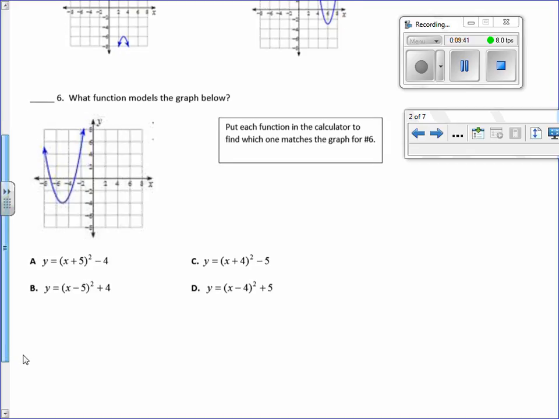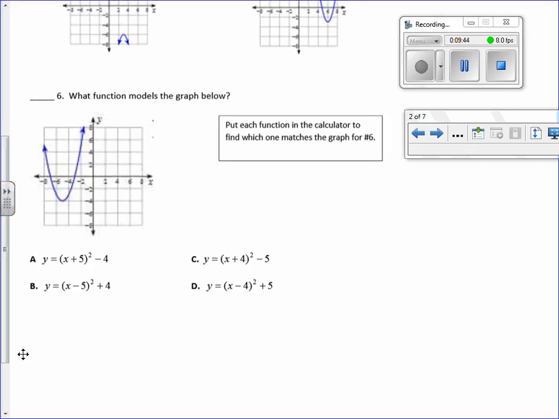Number 6. What function models the graph below? So, first of all, what's the vertex of this? And you could graph all these, but some of them are kind of close. All right, so let's use some logic and eliminate some stuff. What is my vertex? What are the coordinates? We're counting by 2s here, so be careful. This is what? Negative what? Negative 5, negative 4. Okay? Does everybody see that?